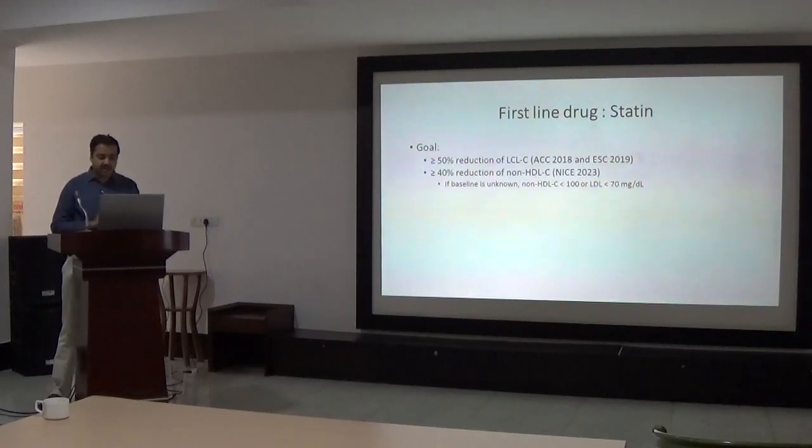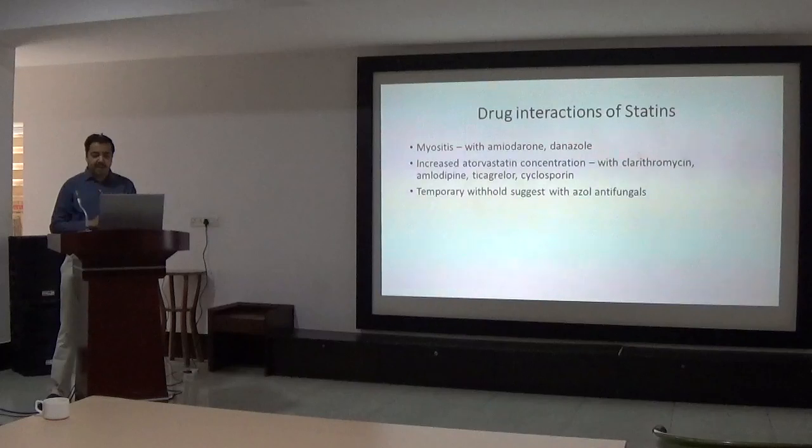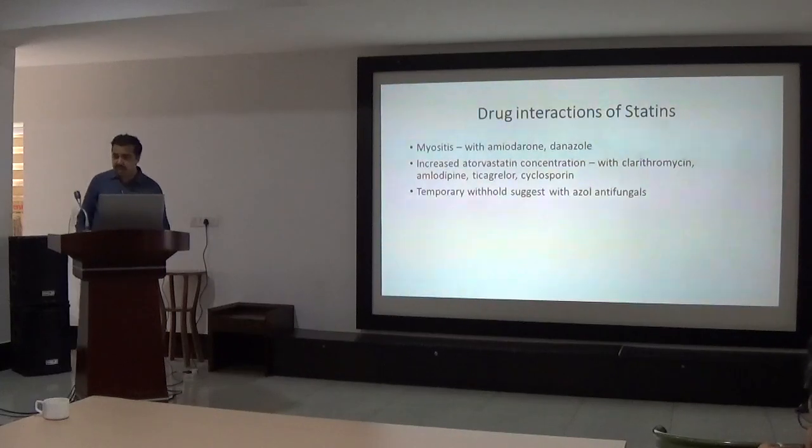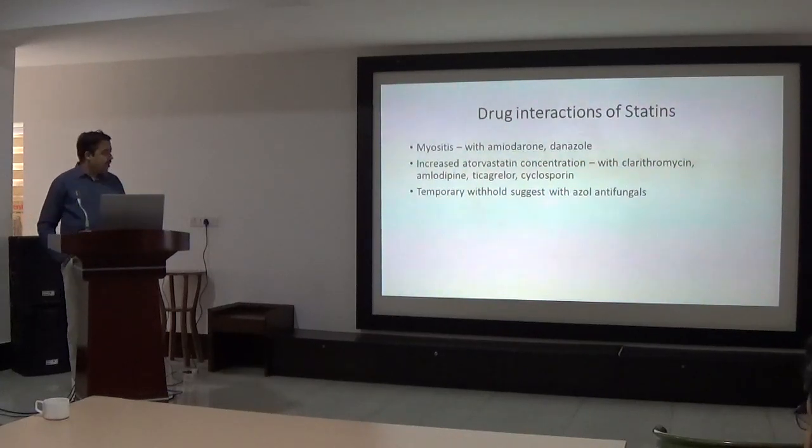First line of drug is statin. Target is to reduce LDL by 50% or non-HDL by 40%. There are many drug interactions with statin. Myopathy is more common when it is given with amiodarone or danazol. Amlodipine, clarithromycin, ticagrelor, and cyclosporine increase atorvastatin concentration. So it may happen sometimes when a patient is co-prescribed amlodipine, the desired effect of atorvastatin increases and the LDL number goes further down. Temporary cessation is suggested with azole antifungals. These are major interactions.